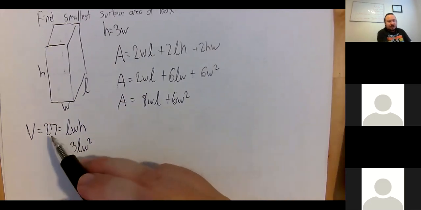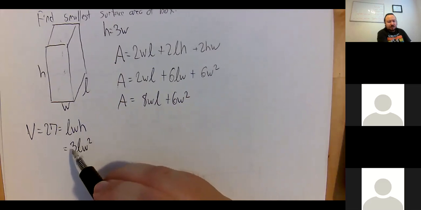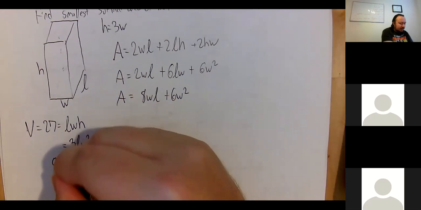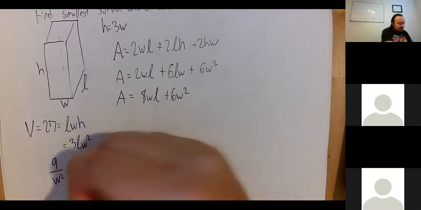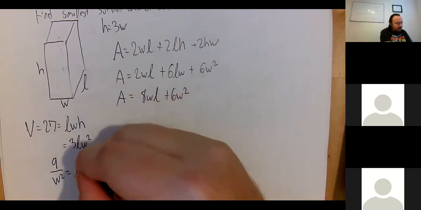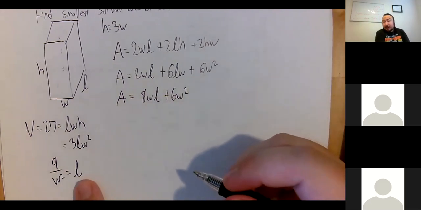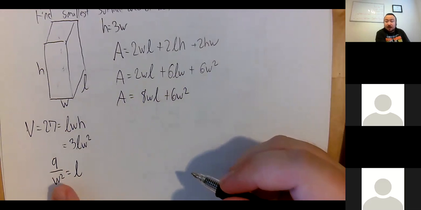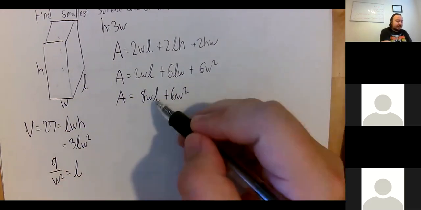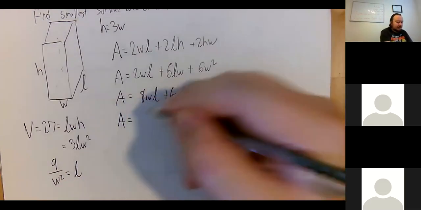Okay, now I know that my volume is supposed to be 27, right? So what I could do is divide by 3 and divide by W squared, and then I get that 9 over W squared is going to be L. So now anytime I see an L, I can replace it with 9 over W squared. I do see an L here.